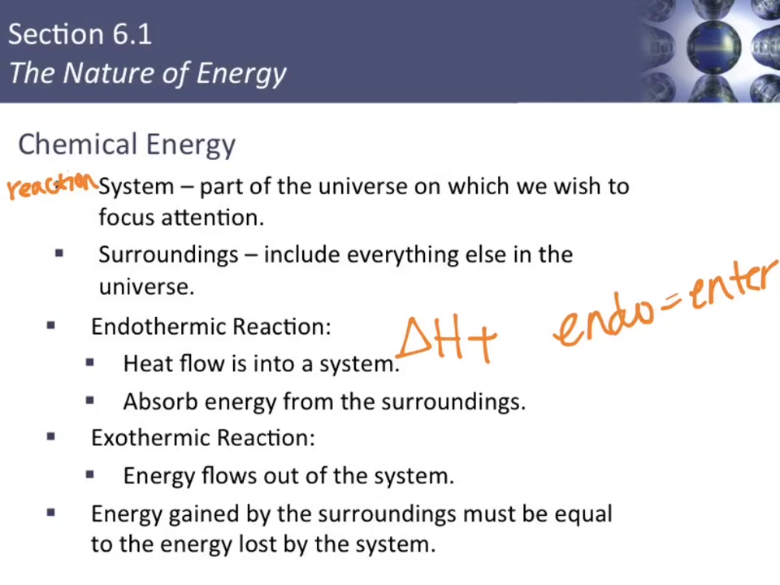In an exothermic system, we have a delta H, and this time it is going to be negative because it is leaving. So exothermic, exit, exiting the system. But all in all, what is gained has to be equal to what is lost, or vice versa. Any questions on that?